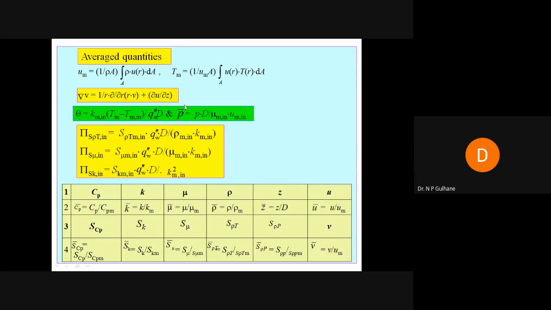So in non-dimensionalization, we can go for this pi group: pi for density in, pi for viscosity in, pi for conductivity in, and you can solve in terms of pi values. This is a non-dimensional grouping.